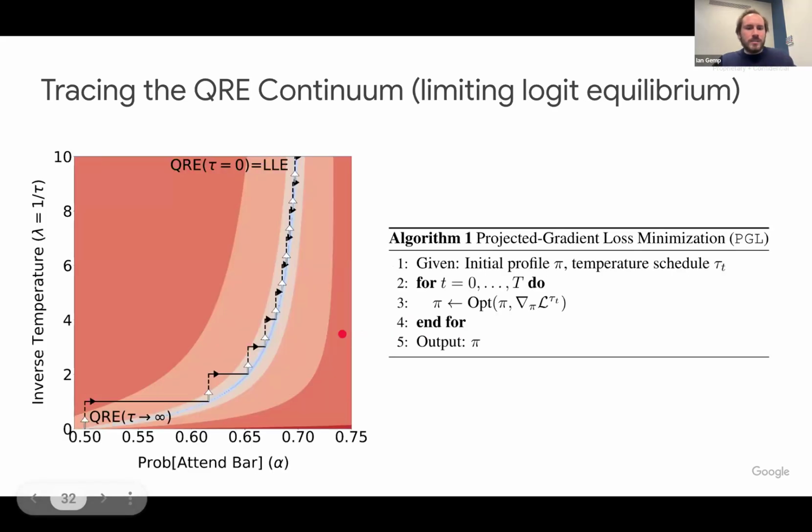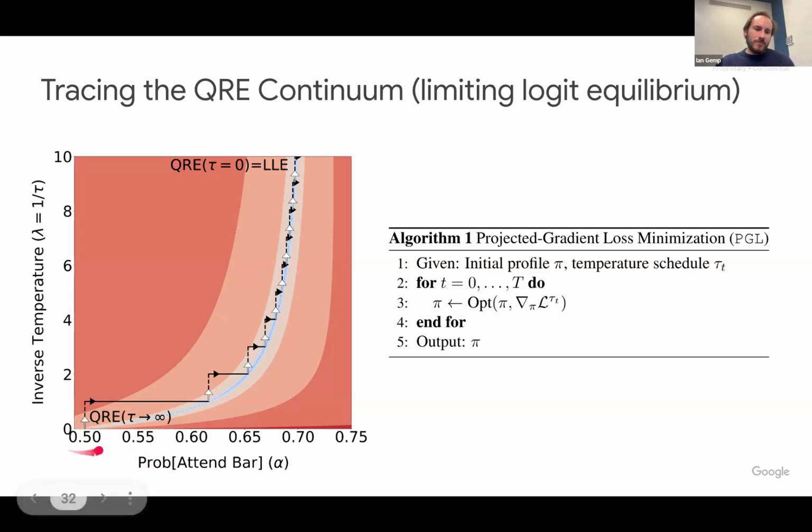Just to give you an idea of what this looks like for a normal form game, on the y-axis here we have inverse temperature. When tau is infinity, we have that lambda is 0. In this case, we're starting at the uniform strategy profile. There are 2 actions in this game. You either attend the bar or not attend the bar. This is the El Farol bar problem. I think we have 10 players in this example, but we're looking for a symmetric equilibrium.